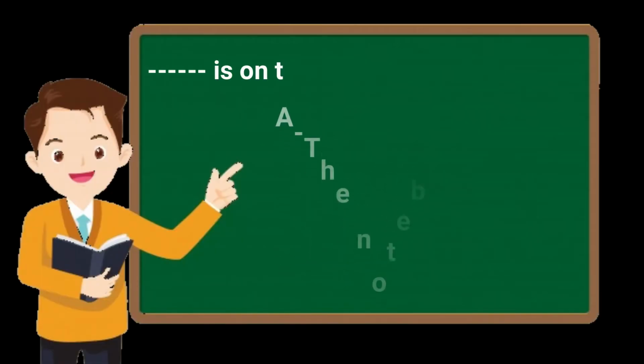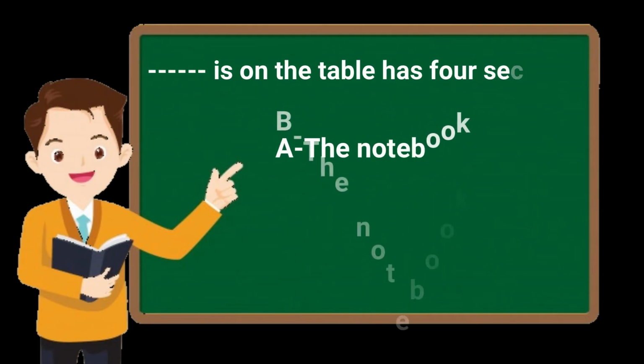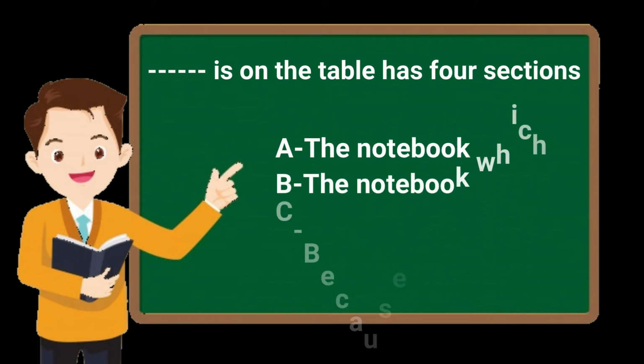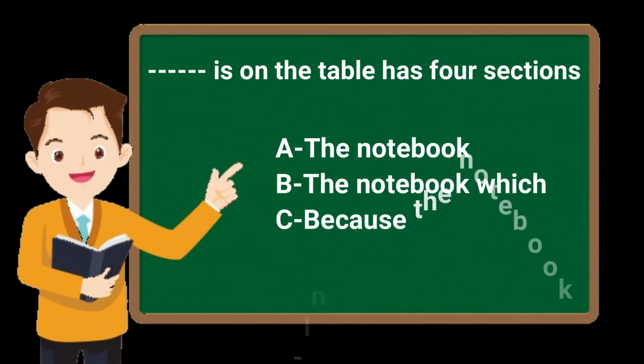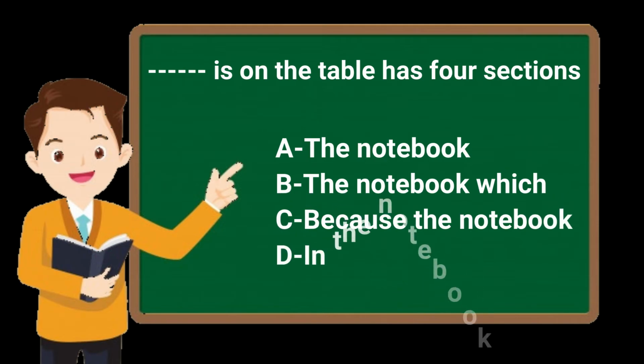Exercise: The notebook is on the table has 4 sections. A. Notebook. B. The notebook which. C. Because the notebook. D. In the notebook.